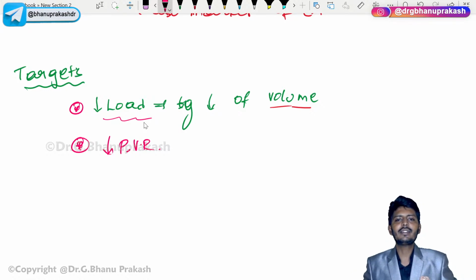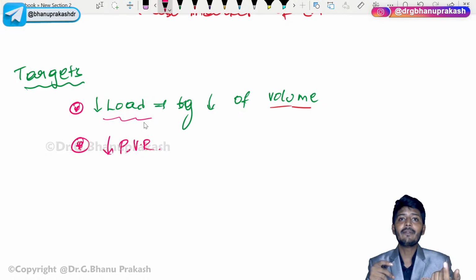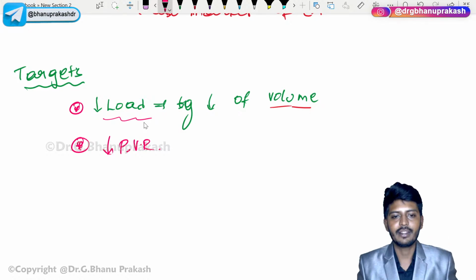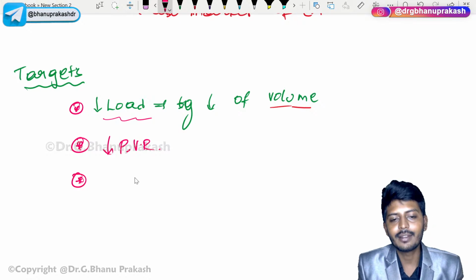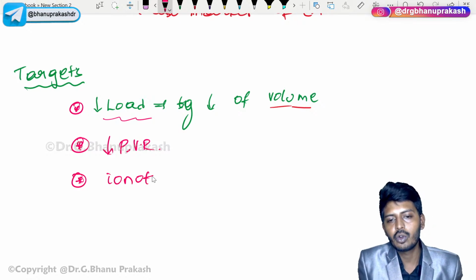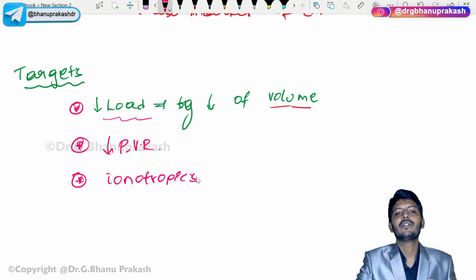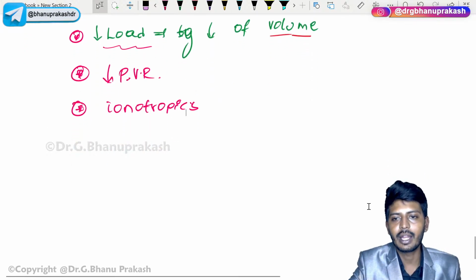If we need to decrease the load, we can use diuretics, which will help us in the reduction of sodium and water levels. Because of the reduction of sodium and water levels, we have a better advantage, that is prevention of remodeling of the heart, which we will talk about in some time. And also we can consider inotropes. So these are the targets for your treatment of congestive cardiac failure.